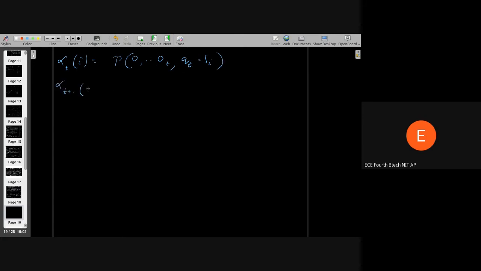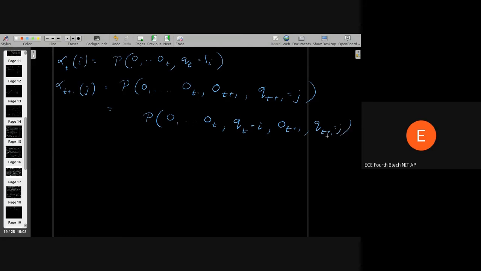So alpha t plus 1 j is the probability of O1 to O t plus 1, and we don't know about whatever QT is, but let's put it like this: now you have QT plus 1 equal to J. That's it. Let's insert another one, QT equal to I, QT plus 1 equal to J. Let's insert this.